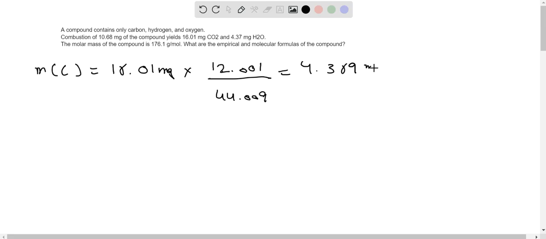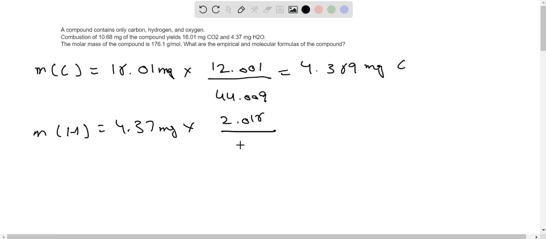So the mass of carbon is 4.369 milligrams. Now find the mass of hydrogen, which is equal to the mass of water, 4.37 milligrams, multiplied by the mass of H in H2O, which is 2.016, divided by the molar mass of H2O, which is 18.015. So the mass of hydrogen is 0.489 mg.